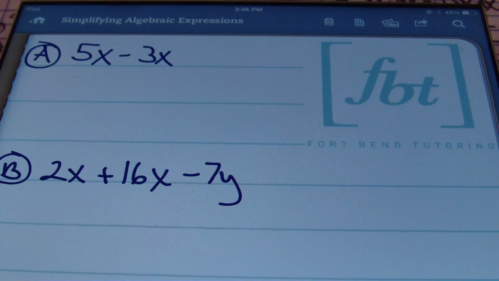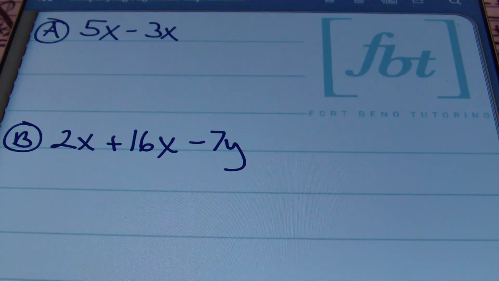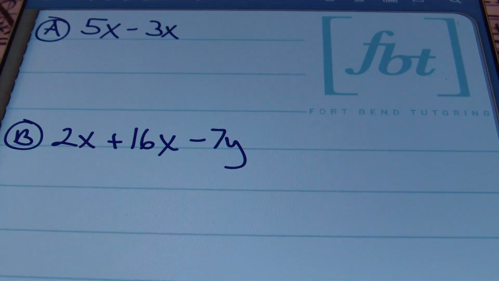Alright, so here we have some examples starting out with A here. Alright, I got 5x minus 3x. These are like terms, ladies and gentlemen, and not only that, I have two terms. The first term is 5x, the second term is negative 3x. Remember that a minus sign is the same thing as a negative sign. So when I'm looking at the terms in the expression, the first term is 5x, the second term is a negative 3x. That's right, that minus sign, that negative sign stays with that second term.